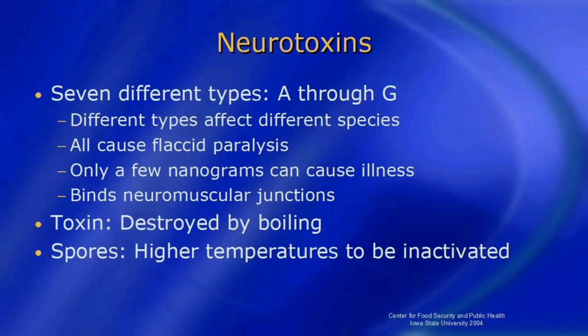After germination, the clostridial spores release neurotoxins. There are 7 antigenic types of neurotoxins classified as A to G. Typically, the different neurotoxin types affect different species. Only a few nanograms of these toxins can cause severe illness. All cause flaccid paralysis in the species affected.